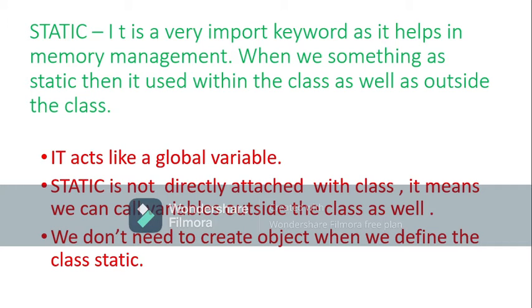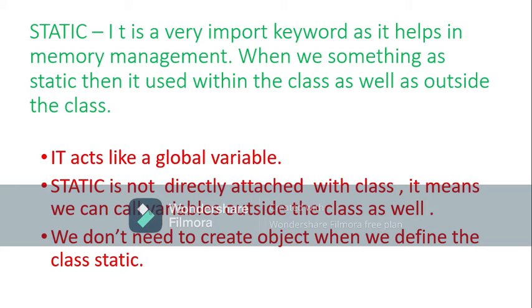What is written over here? Static. It is a very important keyword as it helps in memory management. What does memory management mean? Memory management means when we declare something as static, there is only one copy of it and it can be used within the class as well as outside the class. Actually, static acts like a global variable.